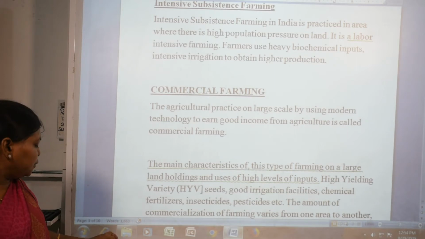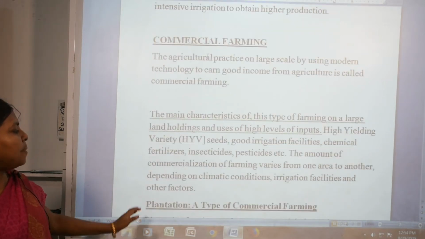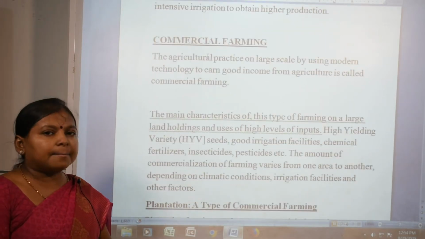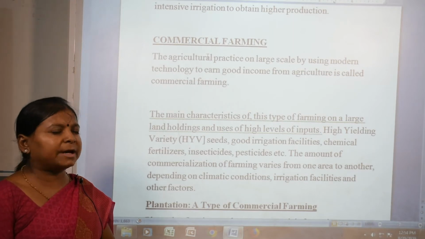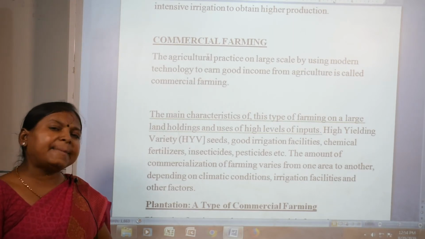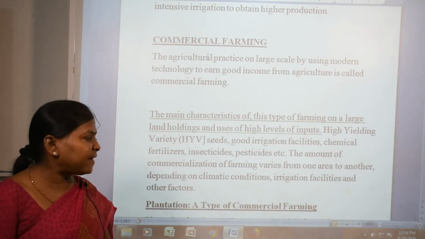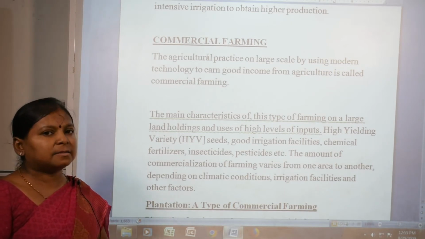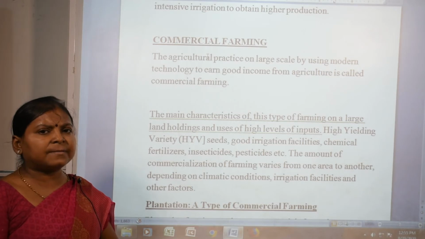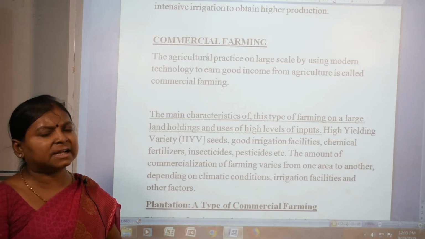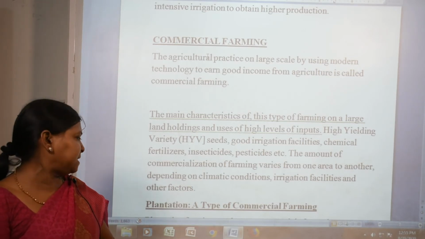etc. So, the amount of commercialization of farming varies according to the area. It depends on the climatic conditions also. It needs irrigation facilities and other factors also. If all these are available, then a good amount of agriculture will be done in these places.